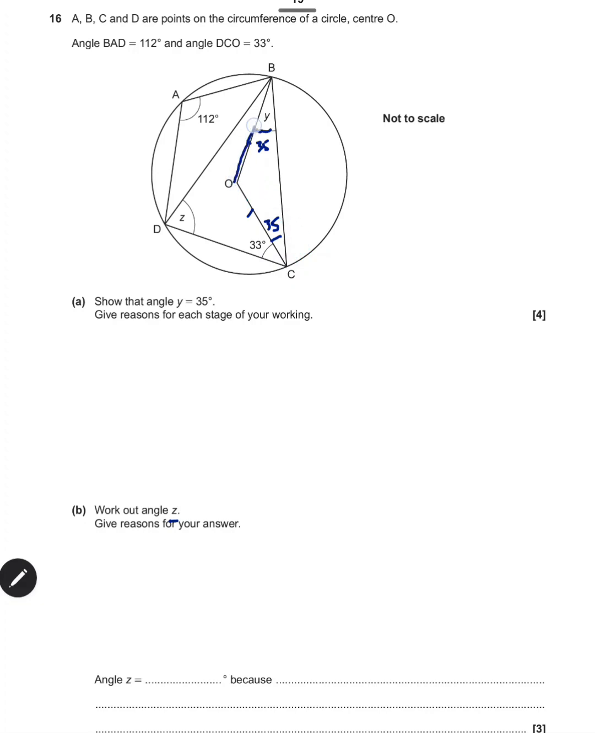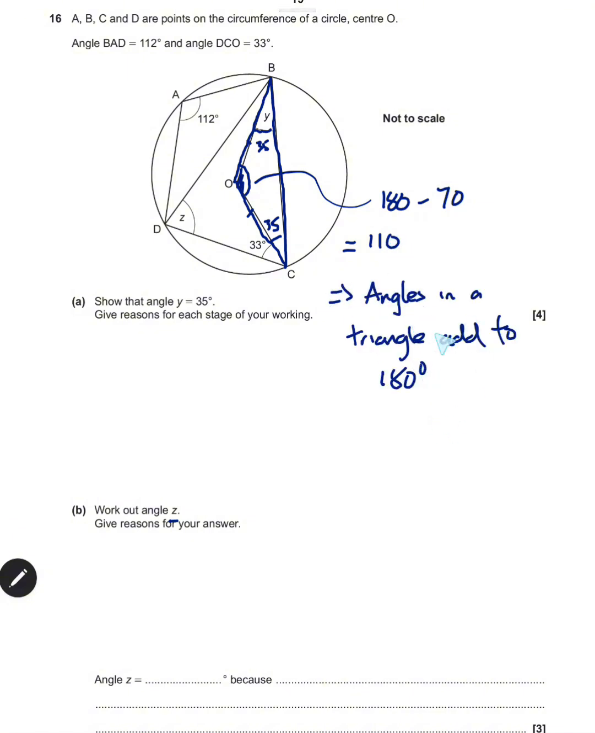And what we can do is work on this triangle and say, well, if those two are 35, this here must be 180. Take away 35, or take away 70, take away both of those, and that comes to 110. And the reason for that is angles in a triangle add to 180 degrees.